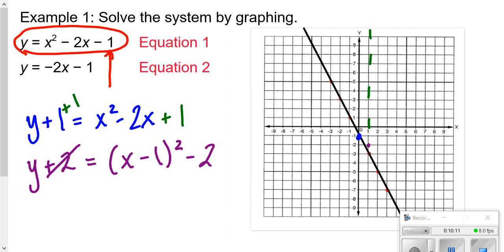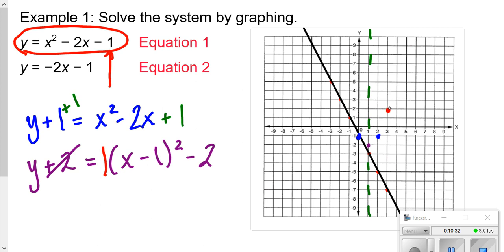This is not a line that's in the system. It's just helping me see the parabola. And the parabola has to have another point that's over here to match that other blue point. And since the a value is 1, from the vertex, I can use my over 1, up 1, over 2, up 4.